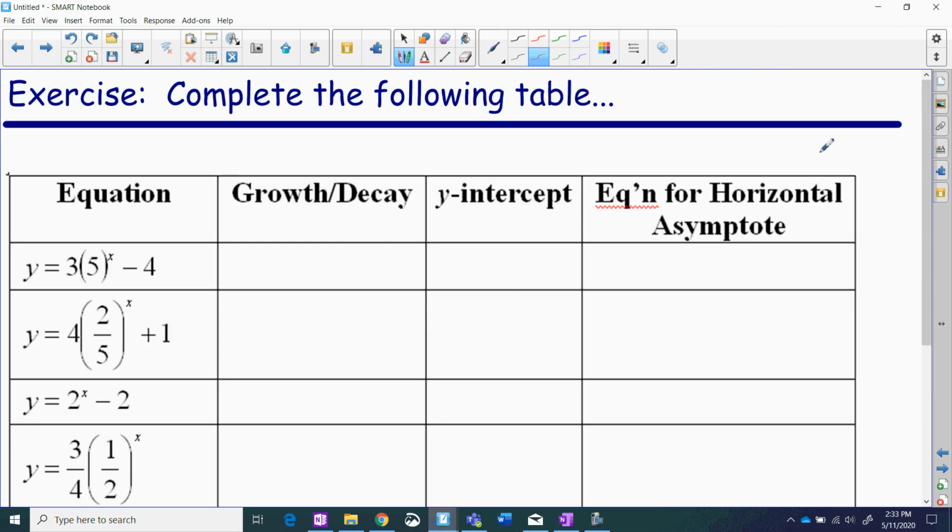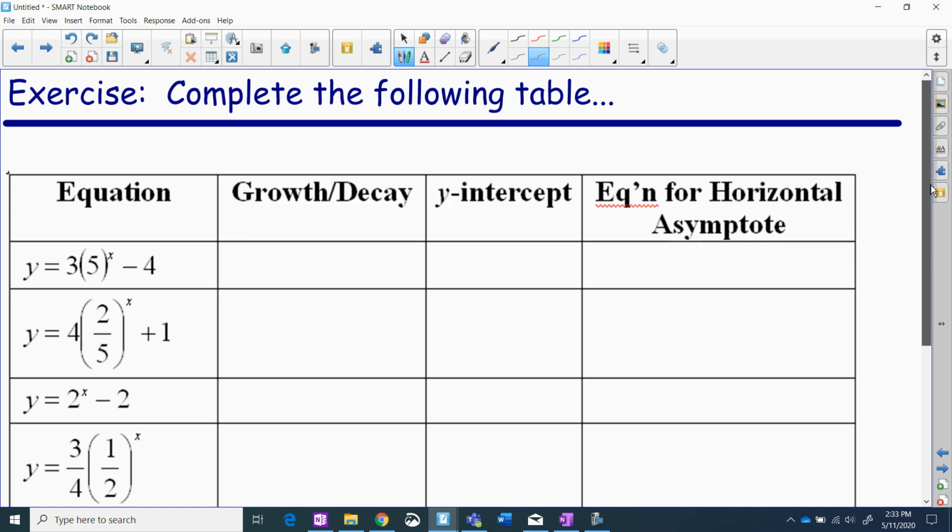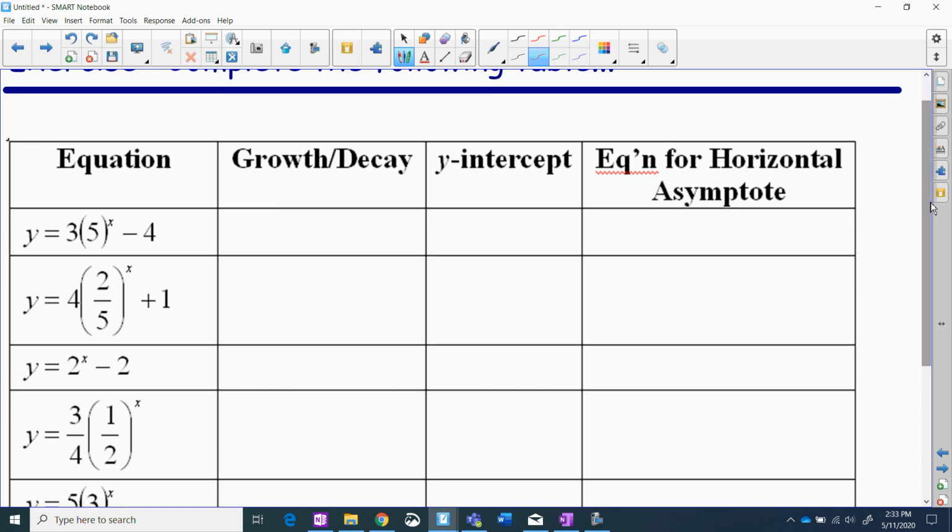Okay, so if I just have this quick chart, we'll go through and I'll fill these in. We're going to look and determine whether each of these functions would be what you would consider to be a growth or a decay. We're going to identify what the y-intercept would be, and we're going to figure out what the horizontal asymptote would be. So the first thing, let's do growth or decay.